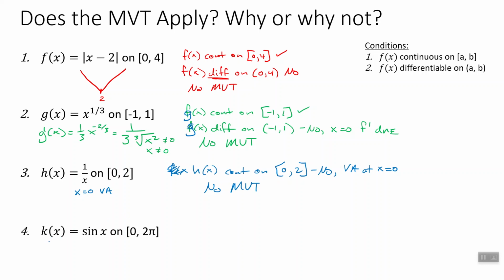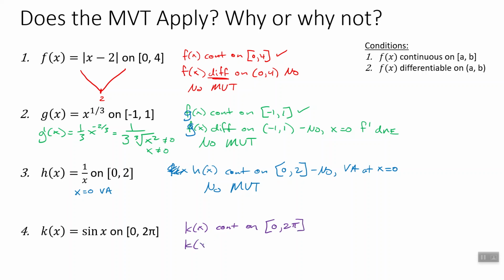Last one here, k of x. Let's see, what color haven't I used? Purple it is. K of x is sine of x on the interval from 0 to 2 pi. So sine of x is continuous. That's never a problem. He's always continuous. He just kind of smoothly goes back and forth.